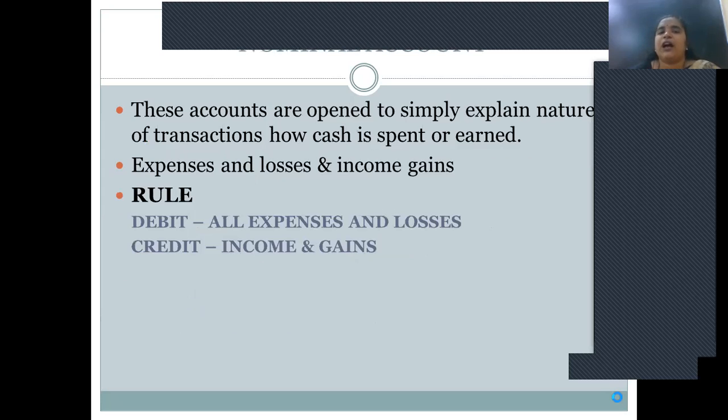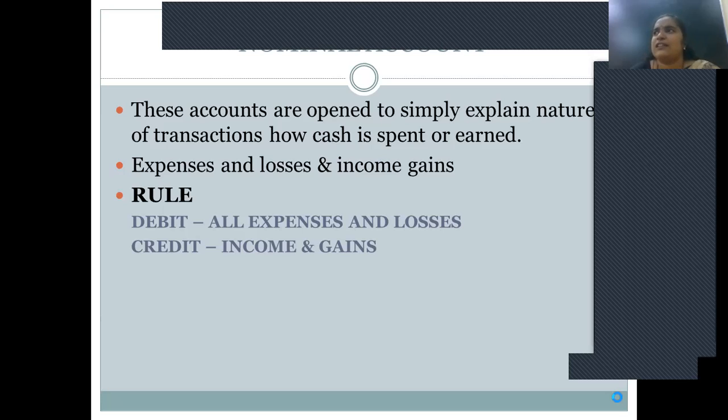Then the third type of account is the nominal account. Nominal accounts are the accounts of expenses, losses, income or gains made by the company. All the expenses may include your salary, wages, rent, stationery, advertisement expenses, repair, maintenance, postage, transportation, commission paid. All these are considered as expenses.